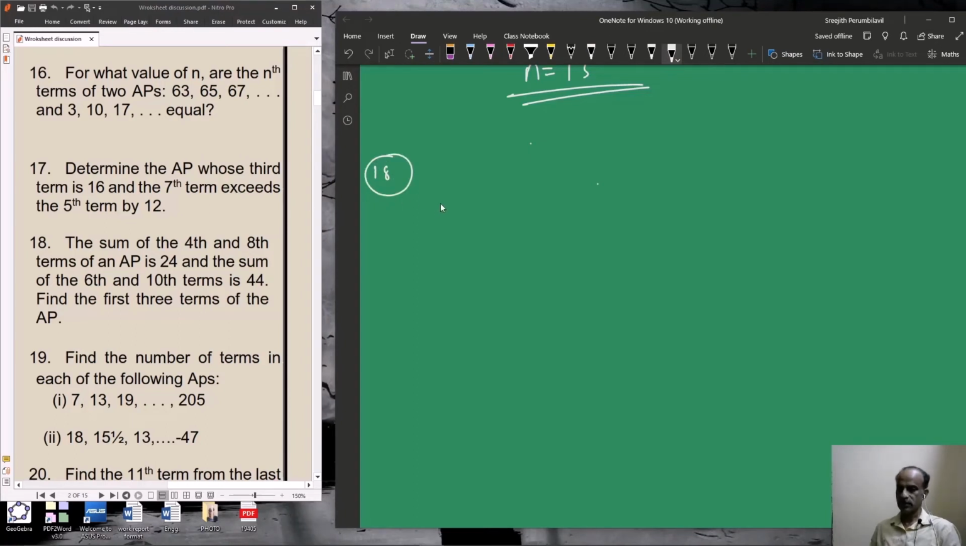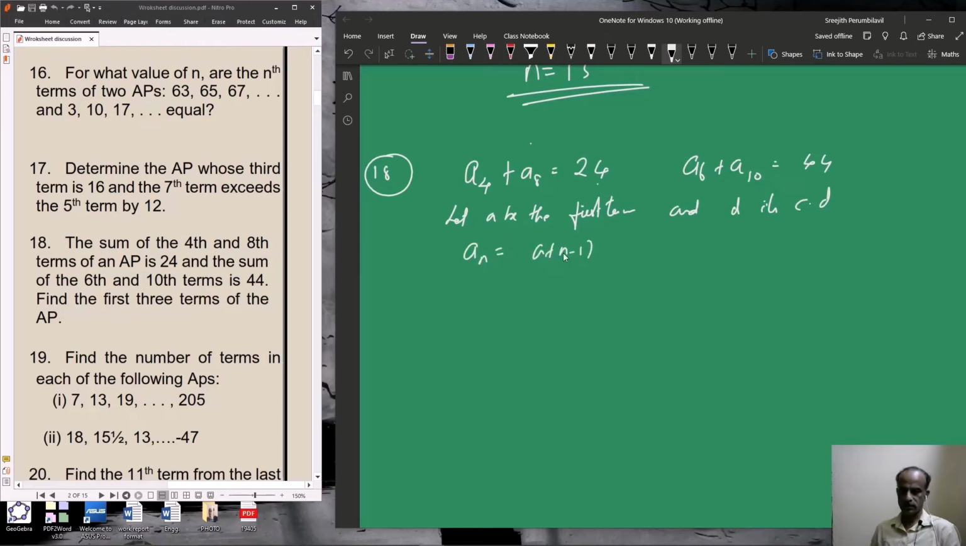Sum of the fourth term and eighth term of an AP is 24, that is, A4 plus A8 is equal to 24. And the sum of the sixth term and 10th term is 44. Find the first three terms of the AP. Let A be the first term and D its common difference. An is equal to A plus (n minus 1) into D.